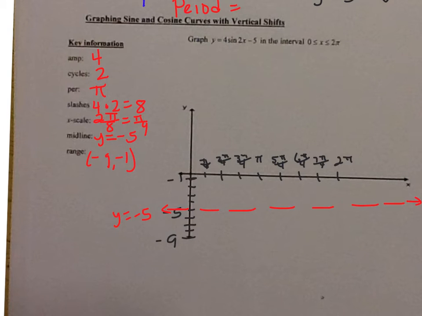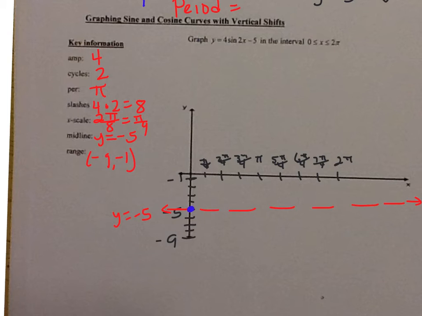Okay, so now my graph is going to go up and down around y is equal to -5. So it is a sine curve. And remember, the sine curve starts on the midline. So it's going to start right here.